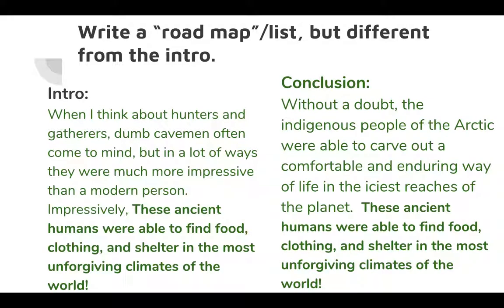Look at this example. The intro reads, "When I think about hunters and gatherers, dumb cavemen often come to mind. But in a lot of ways, they were much more impressive than a modern person. Impressively, these ancient humans were able to find food, clothing, and shelter in the most unforgiving climates of the world." Then the conclusion reads, "Without a doubt, the indigenous people of the Arctic were able to carve out a comfortable and enduring way of life in the iciest reaches of the planet. These ancient humans were able to find food, clothing, and shelter in the most unforgiving climates of the world."